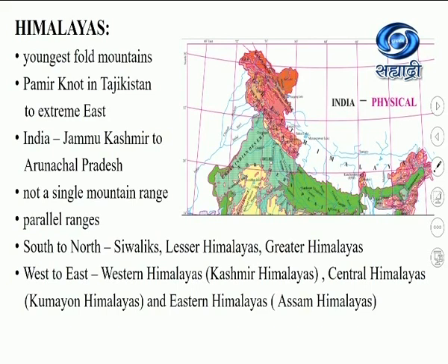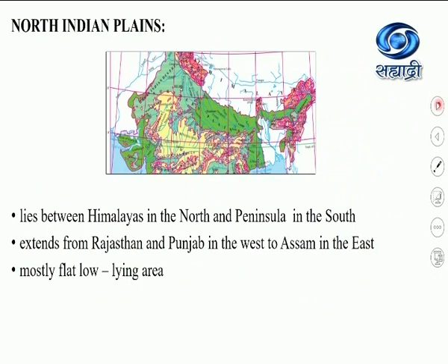Now when we move from west to east of the Indian subcontinent, the Himalayan ranges are described as the Western Himalayas or the Kashmir Himalayas, the Central Himalayas or the Kumaon Himalayas, and the Eastern Himalayas or the Assam Himalayas. So in short, it's not a single range, but a series of ranges, and those are parallel to each other. Coming to another very important physiographic feature, that is the northern plains.